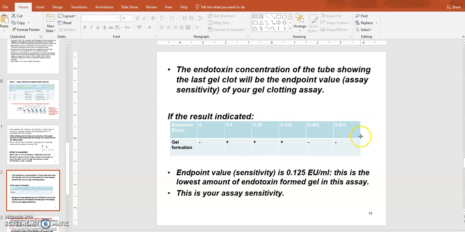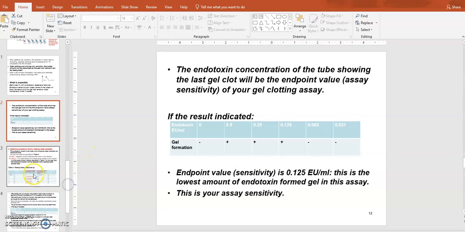So if you get data like this, you get gel formation from the first 3 tubes with high endotoxin concentration, but no gel formation from these 2 tubes with the weaker endotoxin and no endotoxin present there. That means the least amount of endotoxin that will be detected as a gel formation will be 0.125 EU per mil. That will be the assay sensitivity that you can determine from the first set of the experiment. Does it make sense?